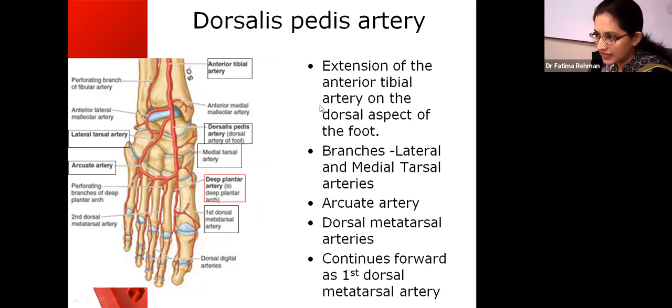Okay, origin of the second, third metatarsal arteries. All the metatarsal arteries are basically branches of the dorsalis pedis artery. Okay, these are branches of the dorsalis pedis artery.